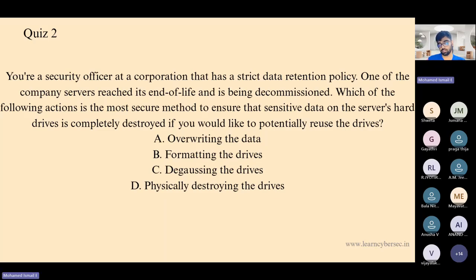So first, to answer: overwriting the data, formatting the drives, just deleting the data, but we can retrieve it. Degaussing may damage the hard drive. Physically destroying, they potentially cannot reuse. So eliminating D, because physically destroying the device is not an answer, because they would like to reuse the drives. Degaussing may damage the hard disk, formatting is not secure. Overwriting the data would be the best answer among the four. So the answer would be A.